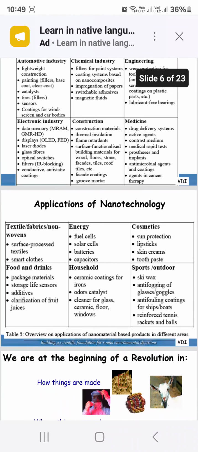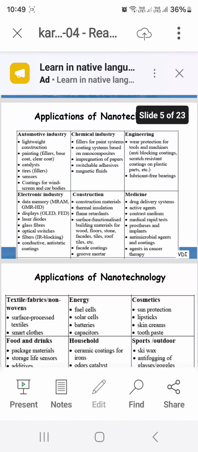Applications of nanotechnology are found in textiles, fabrics, energy, cosmetics, sports, household, and so many other things. Now it has become a revolution in our life. Nanotechnology plays a vital role in our day-to-day life and has now become a part of our daily lifestyle.